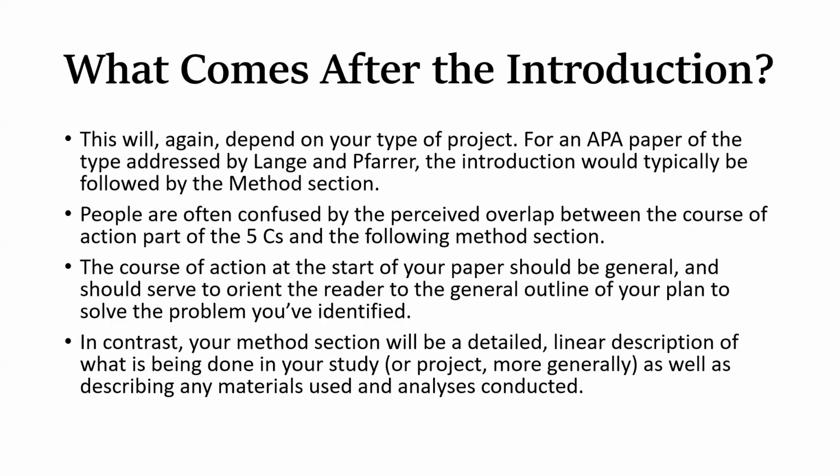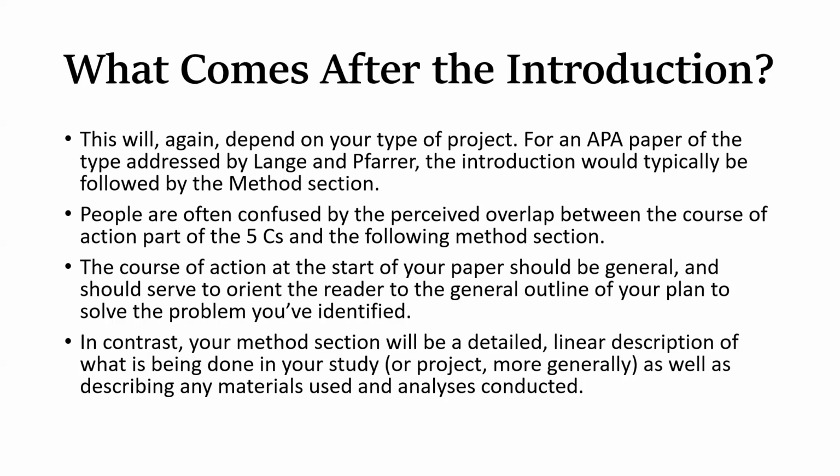People are often confused by that perceived overlap. We've talked about this already, between the course of action part of the 5 C's and this following method section, if that's something you include. The course of action section, remember, should be really general. This is broad strokes what I'm going to do. And it should serve to orient the reader to the general outline of your plan to solve whatever problem you've identified. Really what you're saying is, here's what I'm going to do in general, and you'll see that fulfilled in my method section, right? If that's something that you end up including.